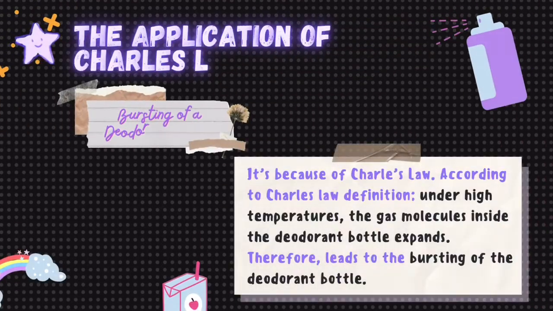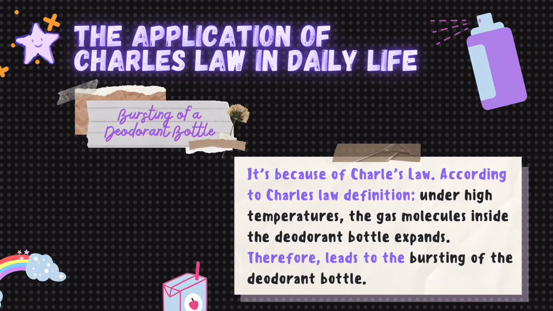The next example is the bursting of a deodorant bottle. Have you noticed that every deodorant bottle has a warning label that says to keep it out of direct sunlight? This is why. Under high temperatures, the gas molecules inside the deodorant will expand. Therefore, if it gets too hot, it will explode.